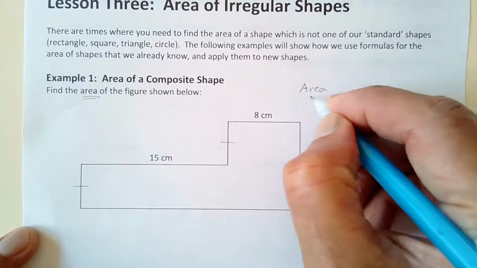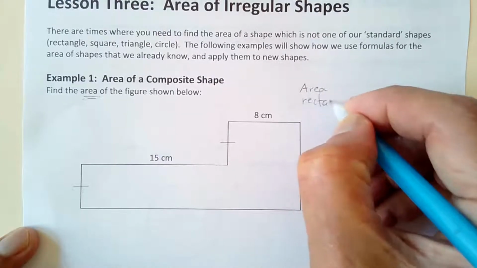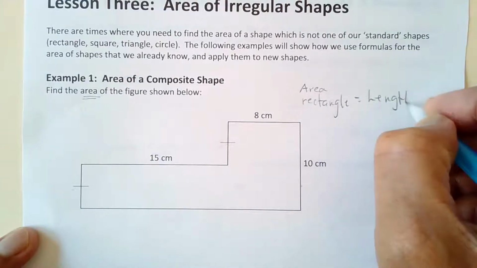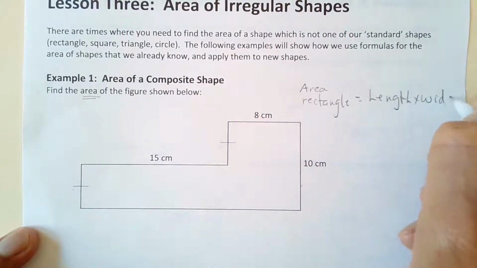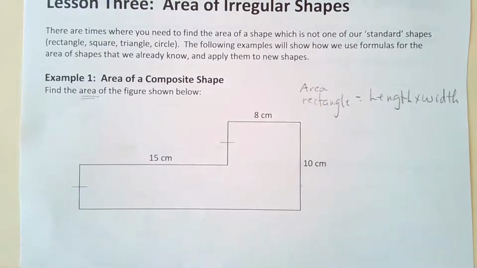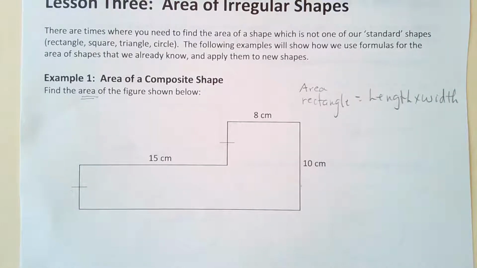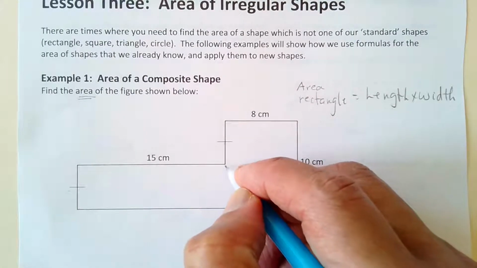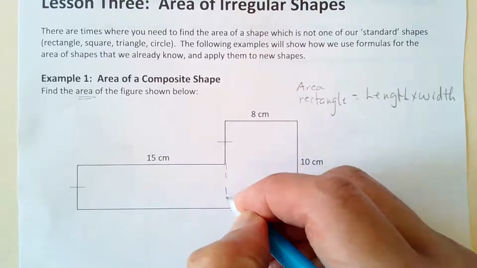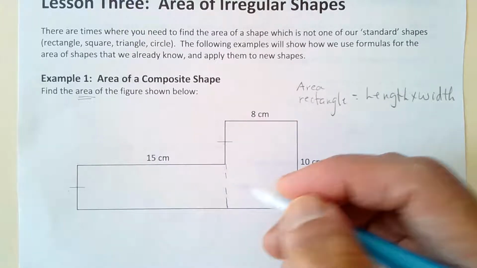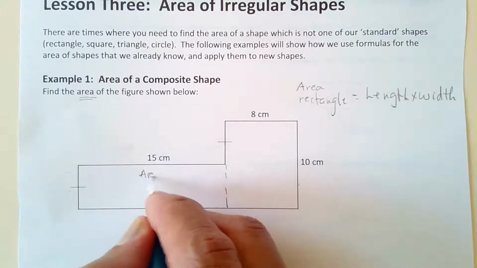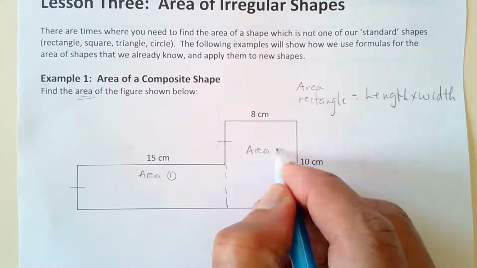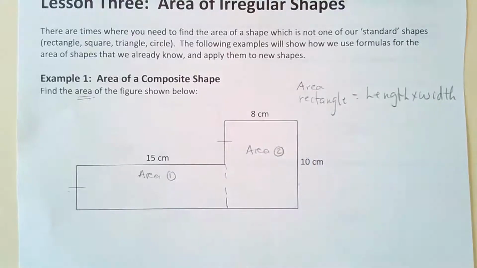which is the length times the width. The next step, we are going to make this composite shape into sections, and I'll make it into two sections. I'll call this area 1, the other area 2. So you can label it however you want.